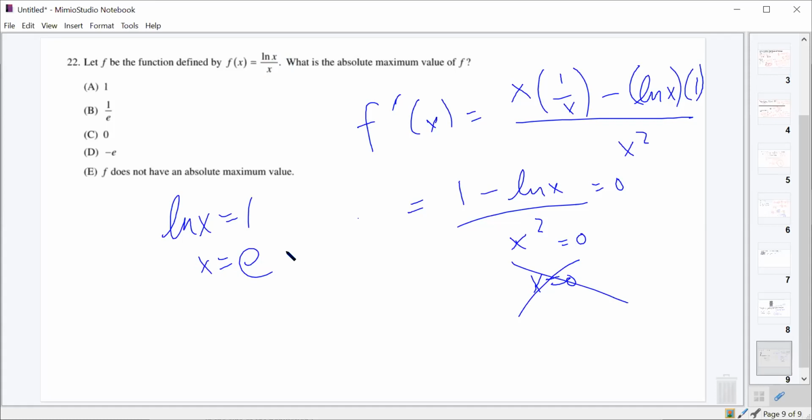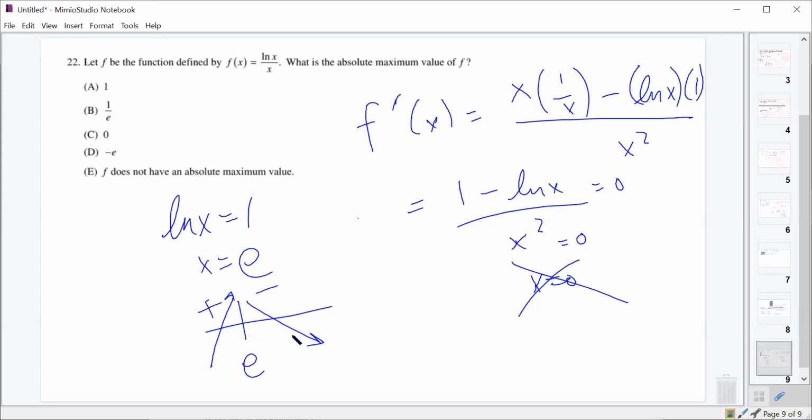And so then there's two things we need to do here. First, we need to check and see if this actually gives us a max rather than a min. So if we plug in something less than e, like let's say 1, we end up with 1 minus 0, which is positive, over a positive, so we get positive. So we're increasing, and something greater than e, like 10 million, gives us a negative in the numerator and a positive in the denominator. So we clearly have a max at e.